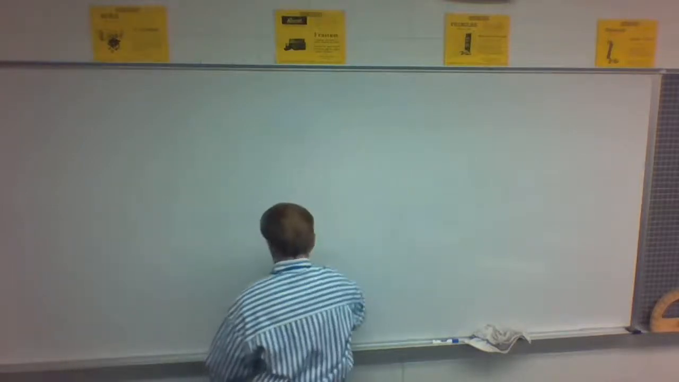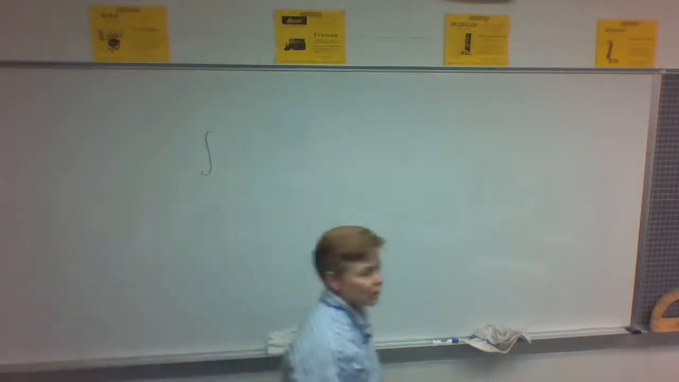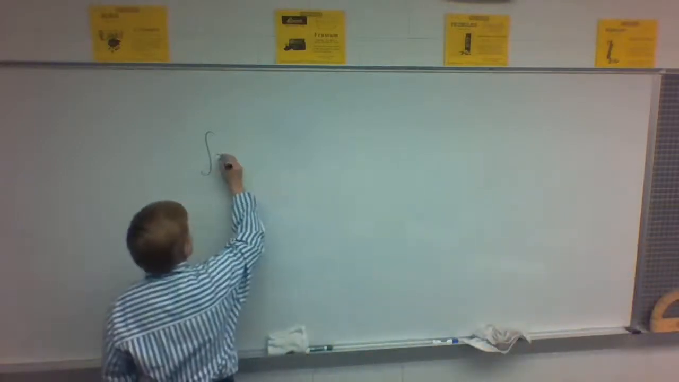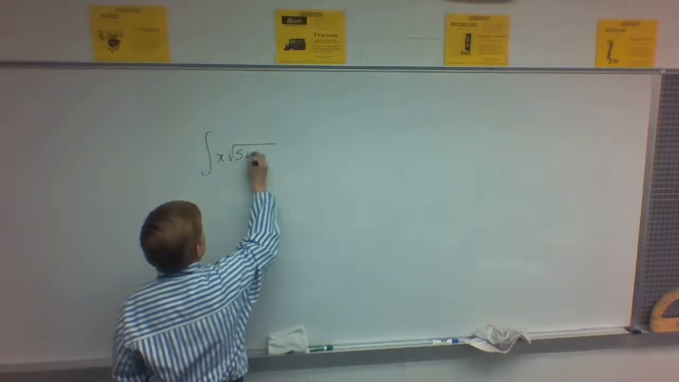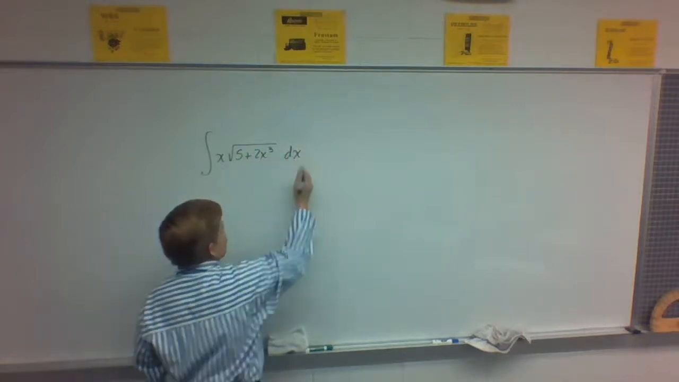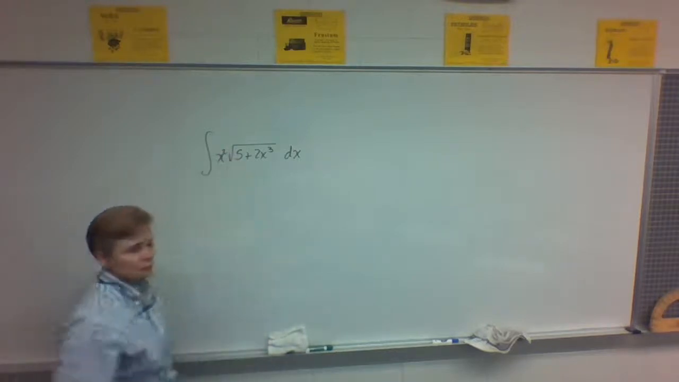So here's what I've got now, and this looks really complex and awful. But it turns out it's a really nice one to introduce this stuff to you. X squared over the square root of 5 plus 2x cubed. It's X squared. The first one. This one? Yes. Good thing, because it wouldn't have worked otherwise.